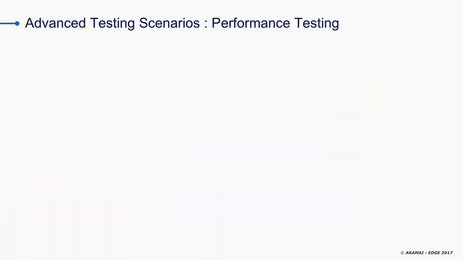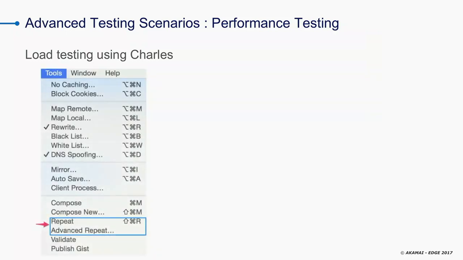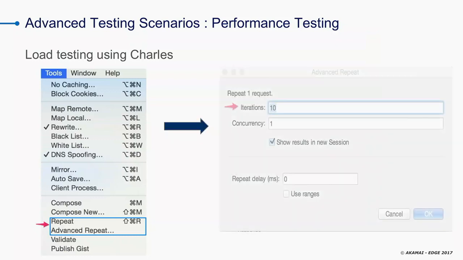All right, so next, do you want to test a particular API because you have a sale coming up and you want to see how it performs with increasing load, right? You want to identify that, and we can do that with the repeat and the advanced repeat tools in Charles. So what we can do is identify the API that is behind the important testing scenarios.